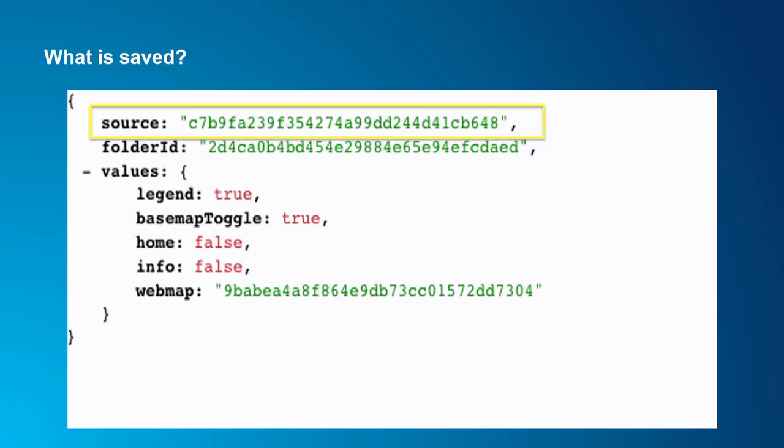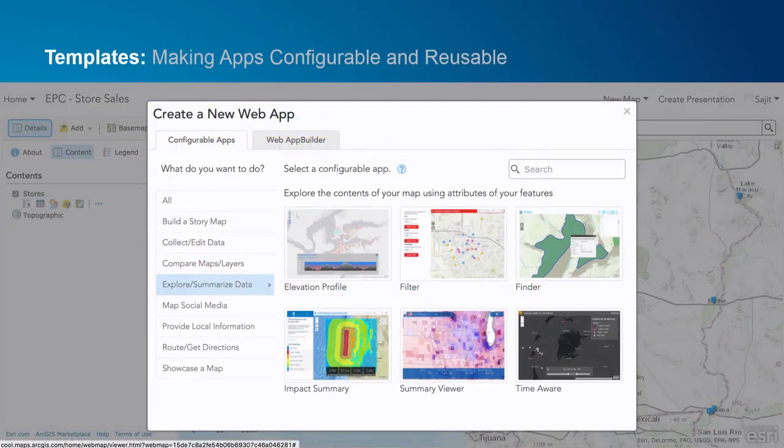When you save a configurable application, this is what is saved. So the application source code is, there's only one instance of it. So if we look at the basic viewer, there's only one basic viewer that lives in ArcGIS Online. And when you create an application from the basic viewer, this is what is saved. A reference to the source item, that being the basic viewer, and then the values that you've saved in your configuration. So when it opens up, it loads the basic viewer source, and then it applies the values that you've saved in your configuration file.